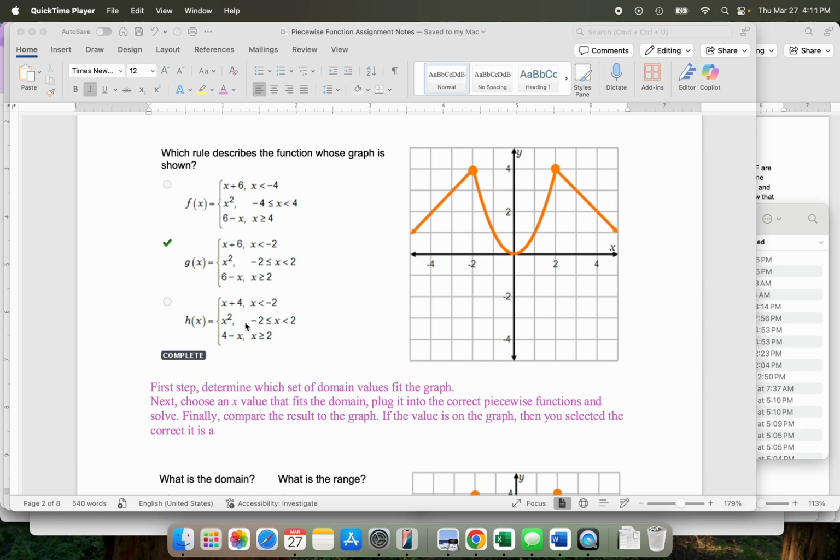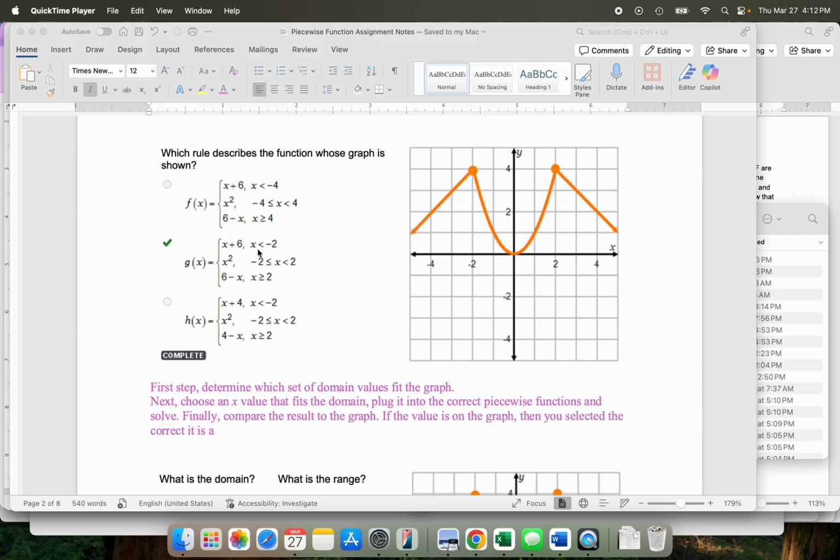And so we know that for this leg, x is less than -2, so starting here, x is less than -2. Then x is between -2 and 2, so -2 and 2, that fits there. And then for the third function, we have x is greater than or equal to 2, so that fits there. Okay, and so then we're choosing between these two. We've ruled out the first answer choice.